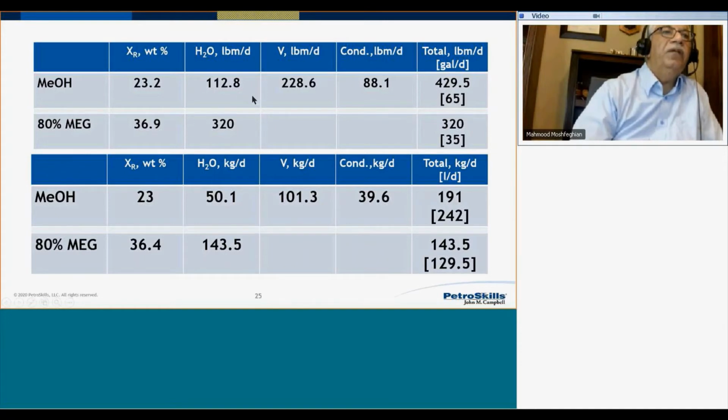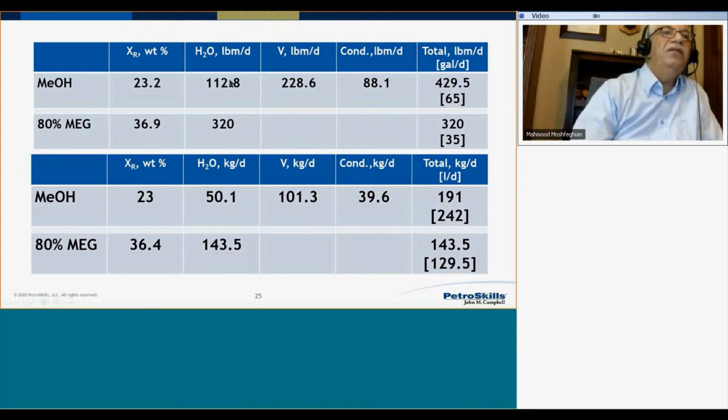The top table is for FPS unit or field unit, the lower part is for SI unit. As you can see here, the weight percent of methanol is less than the weight percent of glycol solution, but the mole percent would be the same. The mole percent is the same, but weight percents are different. For the amount of inhibitor that needs to go to the liquid water phase, for methanol it is 112 or 113 pound mass per day. For glycol it is 320, which is higher.